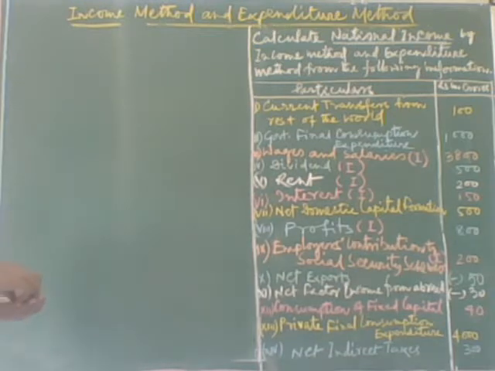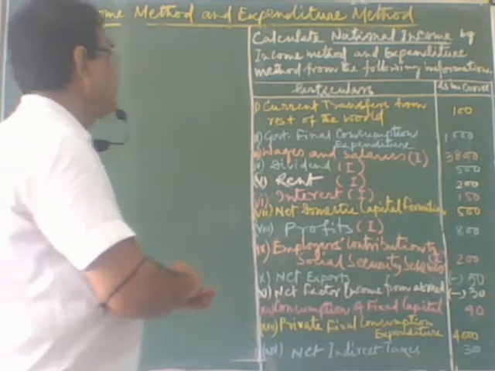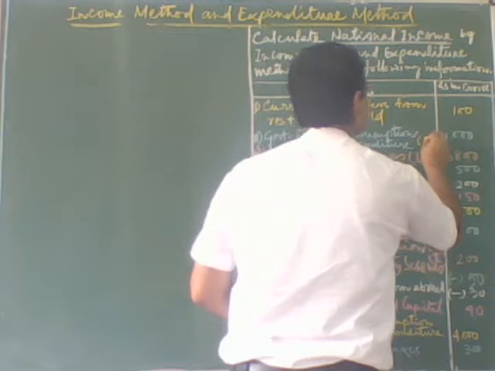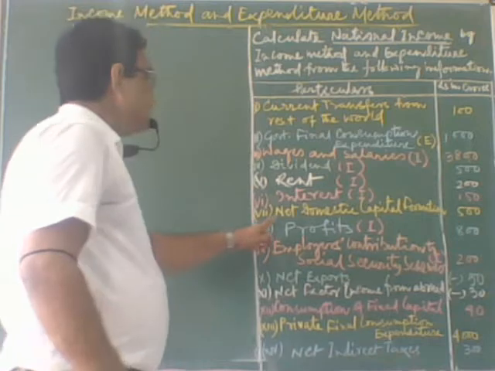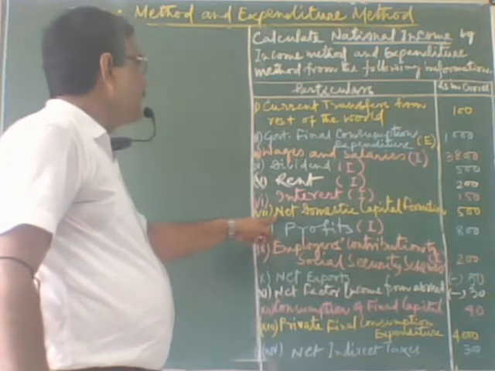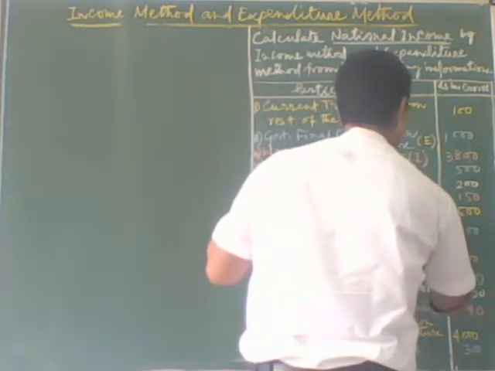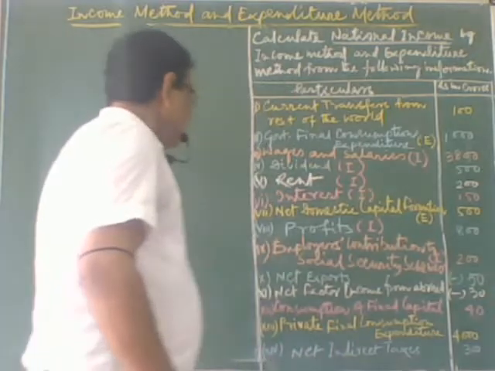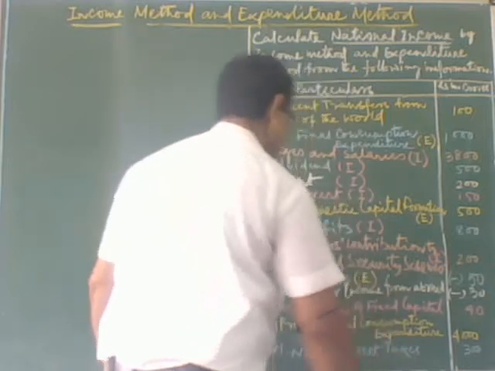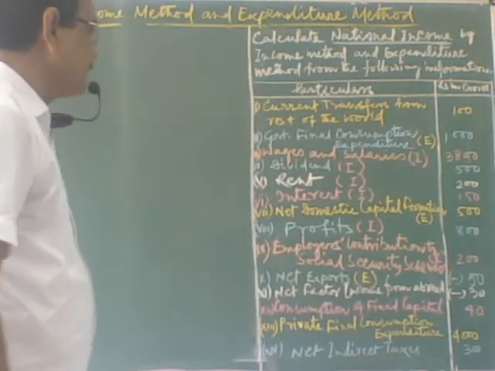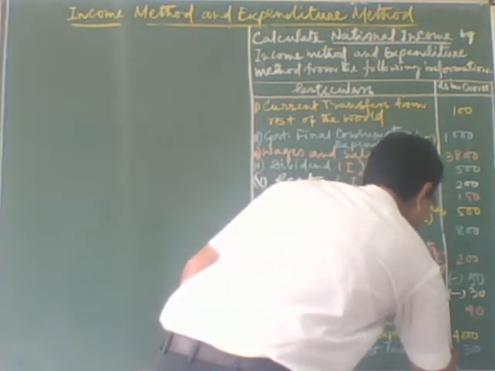Next, I will come to the expenditure method components. Government final consumption expenditure is a component of the expenditure method, so it will be marked by E. Net domestic capital formation is a component of the expenditure method, so E. Net exports are also a component of the expenditure method, so E. And private final consumption expenditure is also a component of the expenditure method, so it will be marked by E.